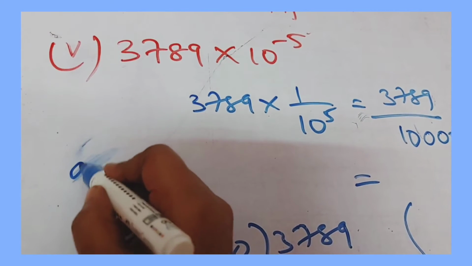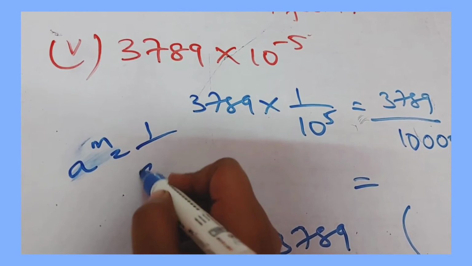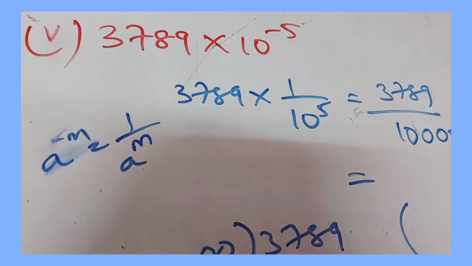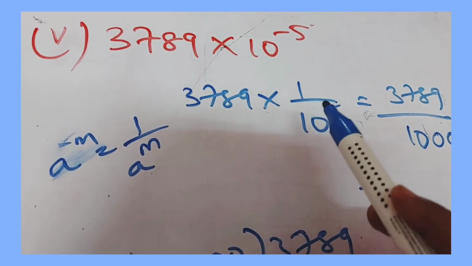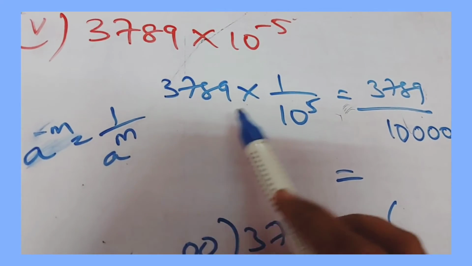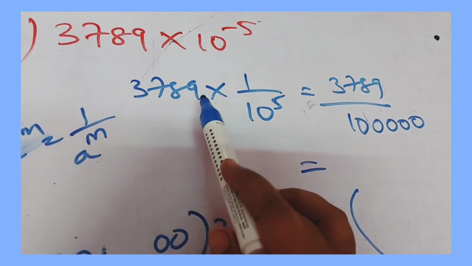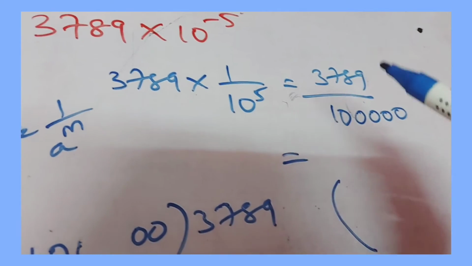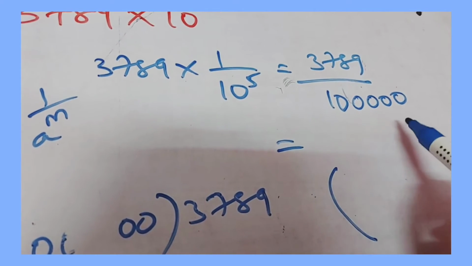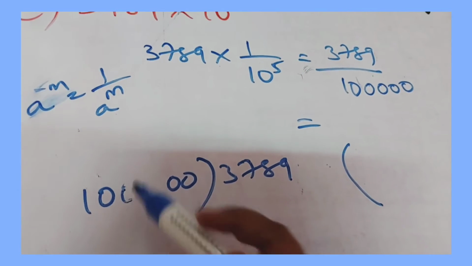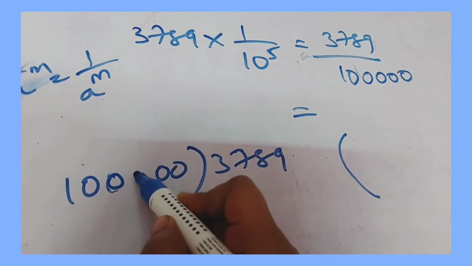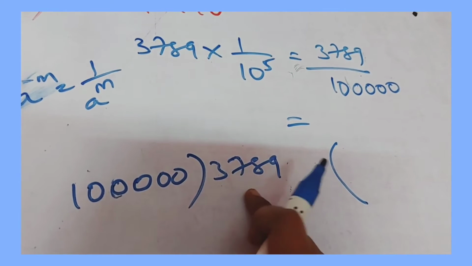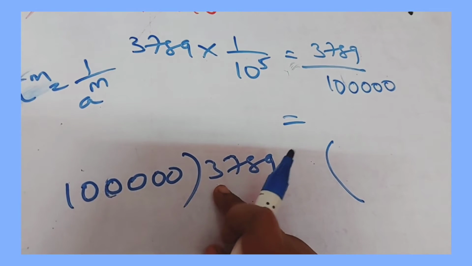A to the power of minus m is equal to 1 by a to the power of m. So here 10 to the power of minus 5 means you have to take 1 by 10 to the power of 5. 3789 into 1 is 3789 only. By 10 to the power of 5 means 1, 2, 3, 4, 5. 1 lakh you have to take here. 1 lakh is there. Here 3789 is there. So 3000 is there.